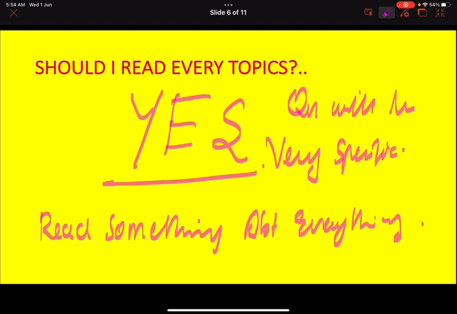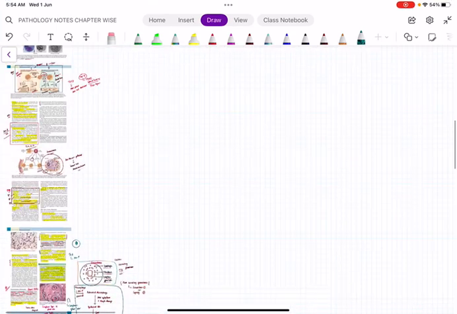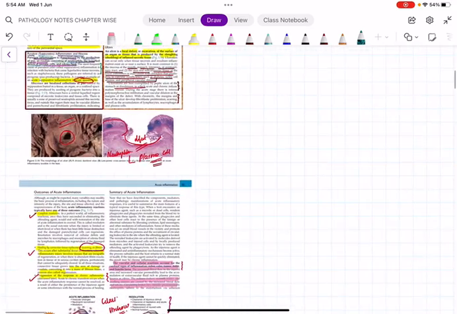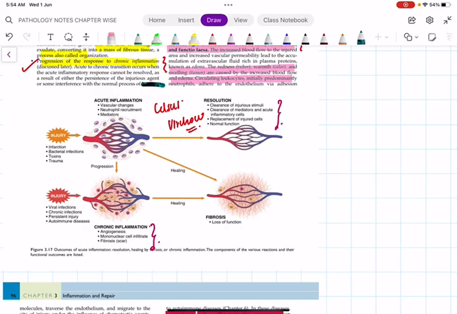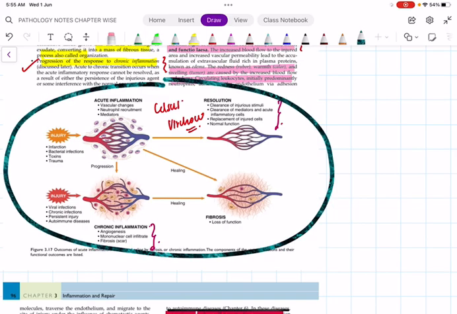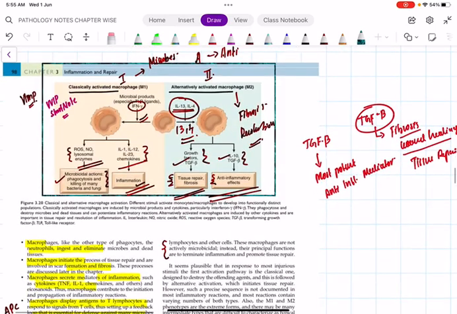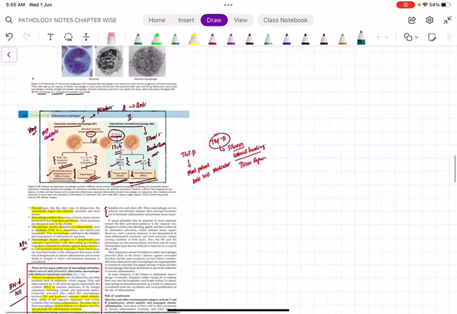If they ask you to write about systemic effects of inflammation, in Robbins 3 pictures are beautifully given. I will show this in the systemic effects of inflammation. See, outcomes of acute inflammation. Very beautiful picture they have given. Draw this picture, that's more than enough. Then if they ask you macrophage activation pathway, draw these 2 things. That's enough. It should be very crisp and precise.